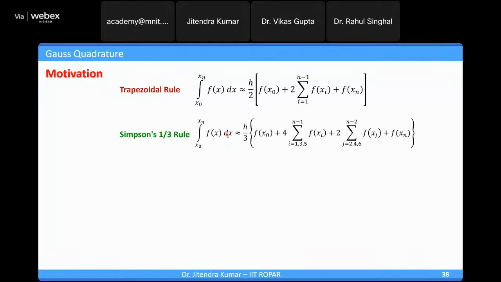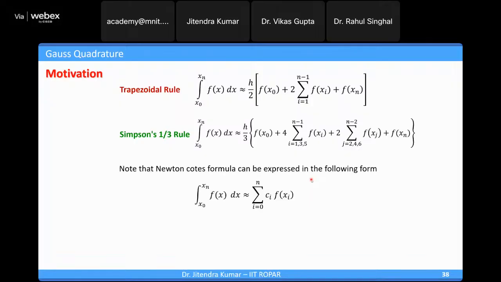Well, just to give you some idea, though we have discussed in detail this Newton-Cotes formula, which was the trapezoidal rule, Simpson's 1/3 or Simpson's 3/8, or midpoint. Two I have listed just here in front of you. So the Newton-Cotes formulas, if you just see, can be expressed in this form.